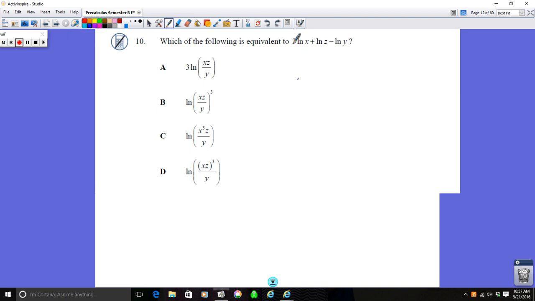Okay, now this is the expanded version. We want to condense. So the 3 becomes the exponent, so it's ln of x to the third power. Addition becomes multiplication, so times z. And then it's going to be divided by, minus ln of y becomes divided by y. So that is going to be answer choice C. And then you need your parentheses here.